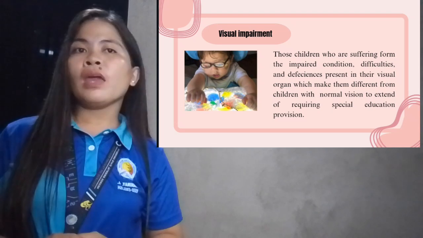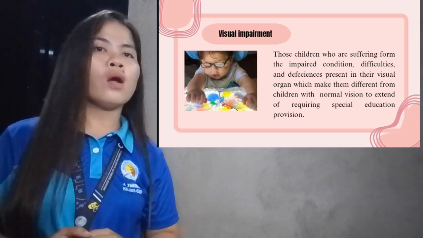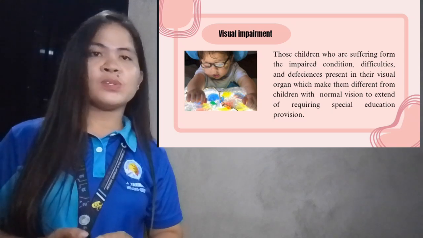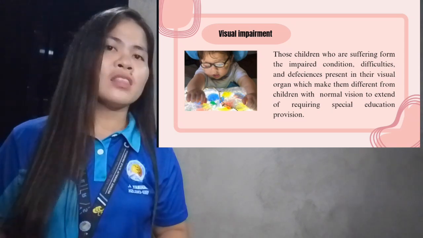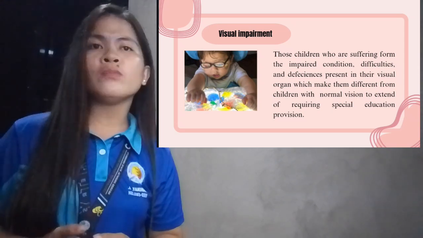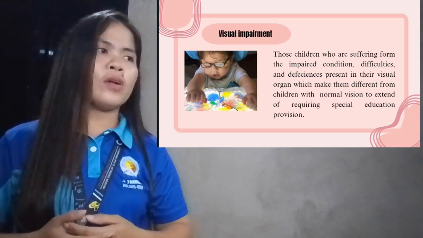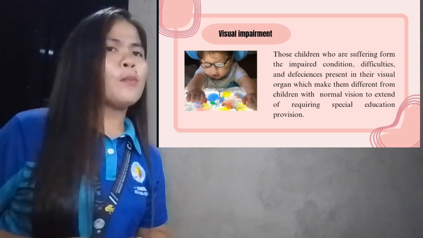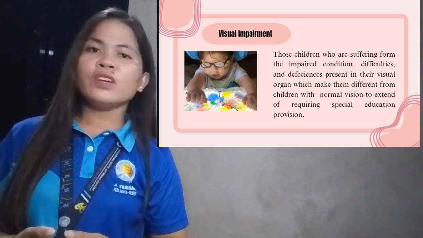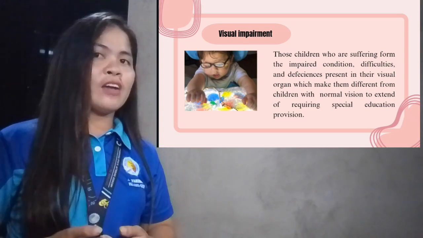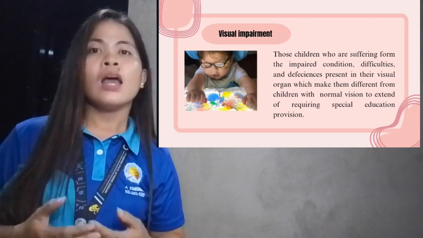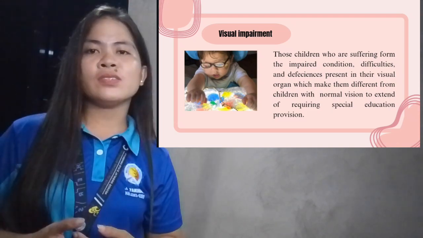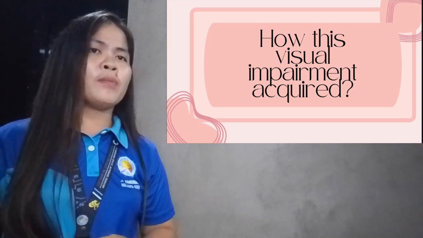Visual impairment may be defined as those children who are suffering from impaired conditions, difficulties, and deficiencies present in their visual organ, which make them different from children with normal vision to the extent of requiring special education for vision. To make it more comprehensive, when we talk about visual impairment, this is any kind of vision loss. This is the condition that causes problems or inability to see. How is visual impairment acquired?